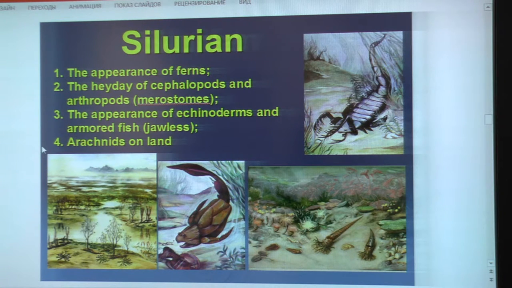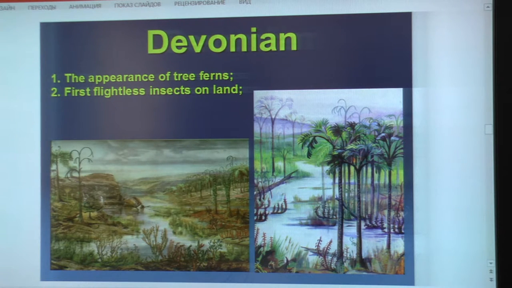The next period is the Silurian. What processes occurred in this period? First, the appearance of ferns, the heyday of cephalopods and arthropods, the appearance of echinoderms and armored fish, and arachnids on land. The next period is the Devonian. As you see, the appearance of tree ferns and the first flightless insects on land.